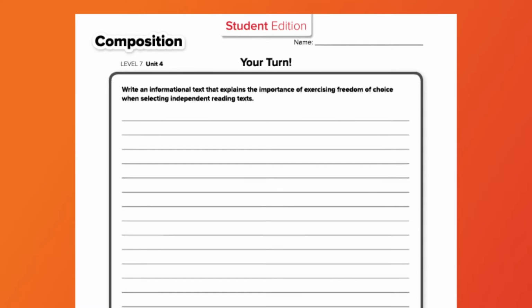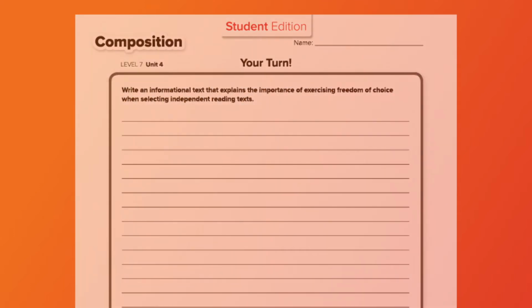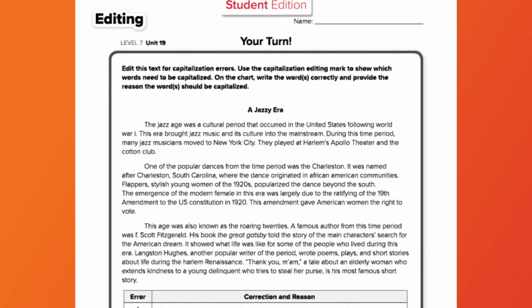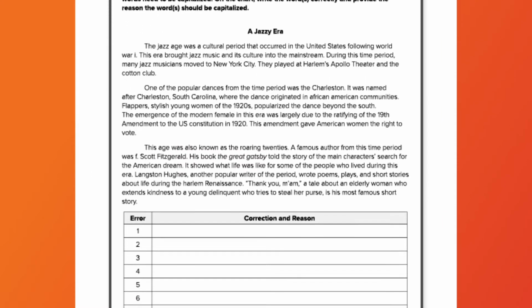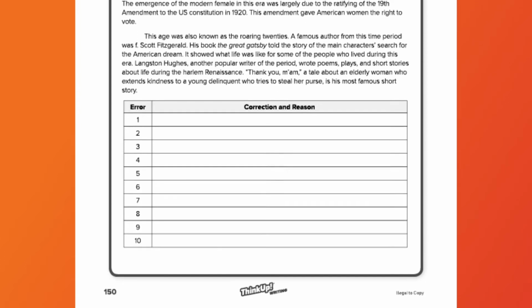Students work independently to complete a task similar in format to the one practiced during Try It Together. In this example, students use their understanding of composing informational text to create a new piece. And during this editing example, students experience the same format shown during the Try It Together component to show their understanding.